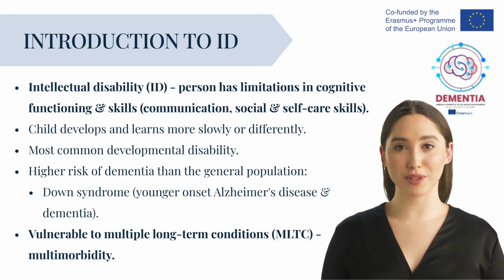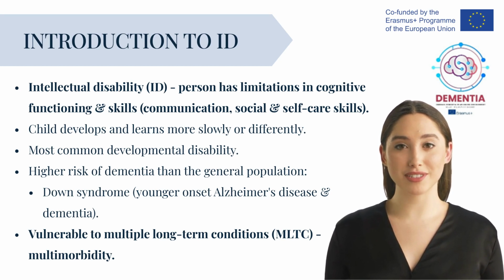Let's start with an overview about intellectual disabilities. Intellectual disability is a term used when a person has certain limitations in cognitive functioning and skills, including communication, social, and self-care skills. These limitations can cause a child to develop and learn more slowly or differently than a typically developing child. Intellectual disability is the most common developmental disability, and it can happen any time before a child turns 18 years old, even before birth.